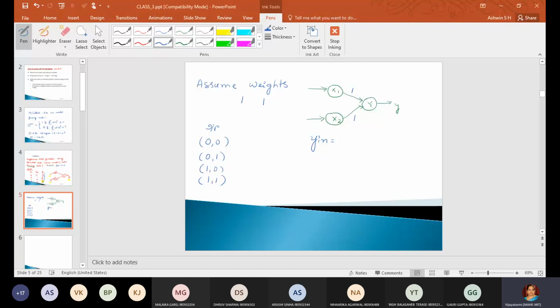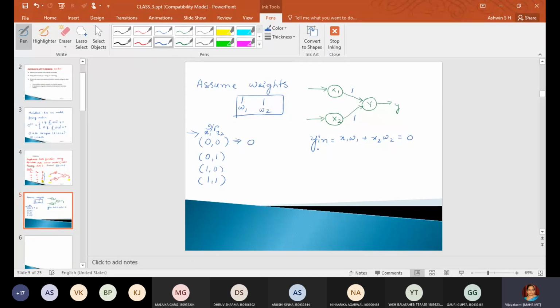So calculate the y in for these inputs. So y in is equal to, we know, x1 w1 plus x2 w2. These are the inputs, x1 and x2. This is x1, this is x2, and this is our w1 and w2. These are the assumptions we made. These are the given inputs. So y in is equal to x1 w1 plus x2 w2. So here for 0 0, if you calculate, it is 0. So this corresponds to 0.